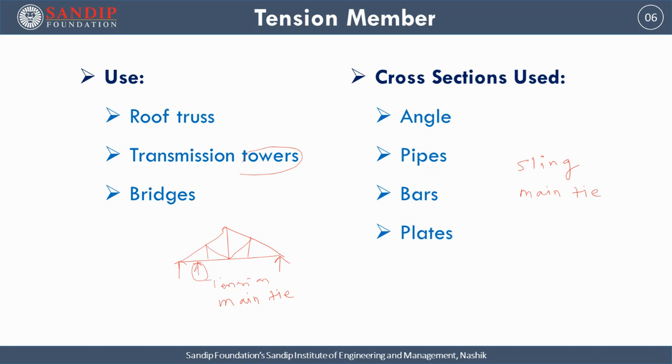Now, different cross sections which you can use as a tension member. Already in the previous session we have seen different cross sections available. Out of those, the most commonly used cross section is the angle section. In angle section there are two varieties: equal angle section and unequal angle section. Then pipes, then bars and plates. So these are the most commonly used cross sections as a tension member. No doubt you can prefer a channel section or an I section, so anything can be used, but the most commonly used sections are angle, pipe, bar and plate.